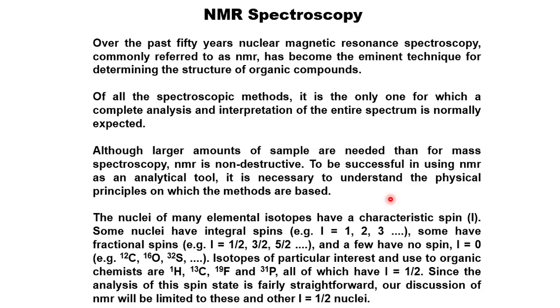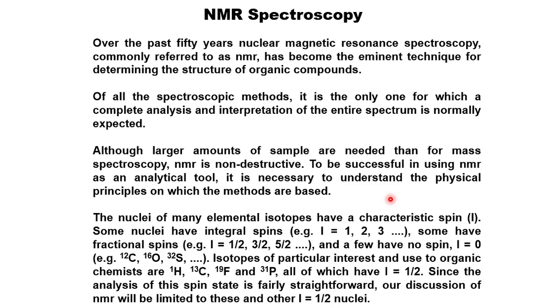From FTIR and UV, we analyze the presence of different functional groups. We have also analyzed structure, but we cannot very precisely say from FTIR or UV that this is the structure of my molecule. For that, you must go for NMR spectroscopy.